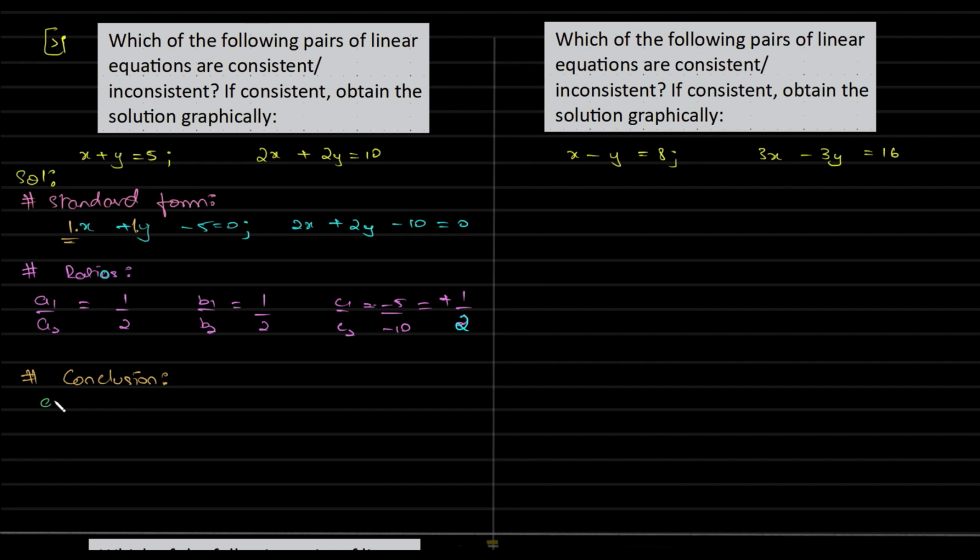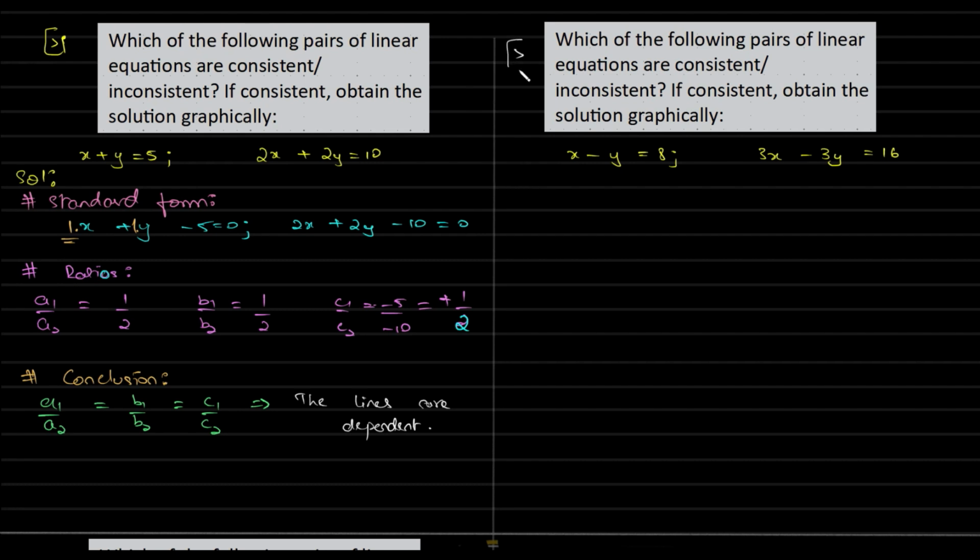So we have a1 by a2 being equal to b1 by b2, which is also equal to c1 by c2. What does this imply? This tells that the lines are dependent. Okay, right?